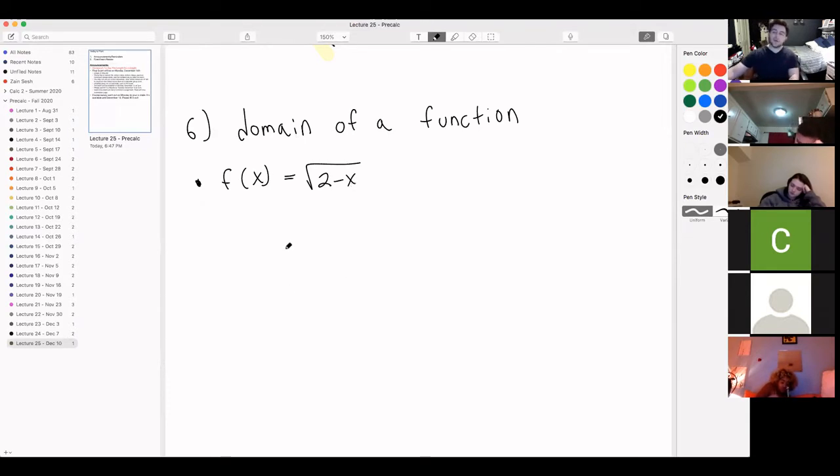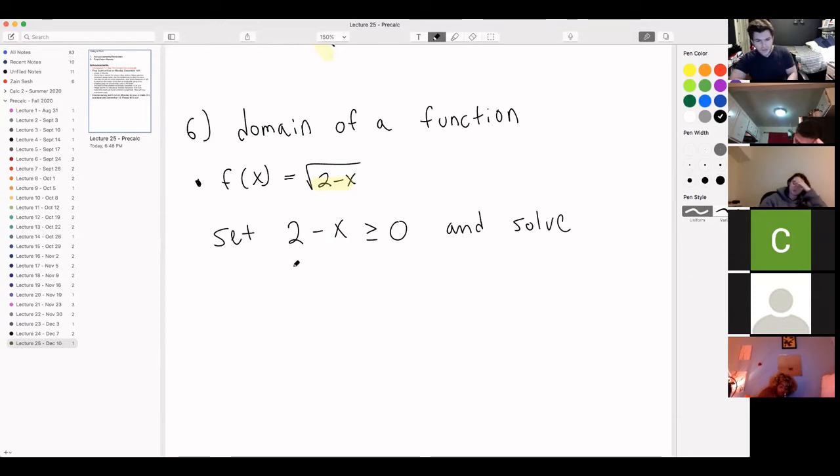Now, when you have a square root function, we're not allowed to take the square root of negative numbers, at least in our pre-calculus setting. So we need to set the radicand, the expression underneath the square root, to be greater than or equal to 0. So you set 2 minus x greater than or equal to 0. That's how we ensure that the square root stays defined. And you solve this inequality. So this is 2 is greater than or equal to x. Now you can just swap the order. So this is x is less than or equal to 2.